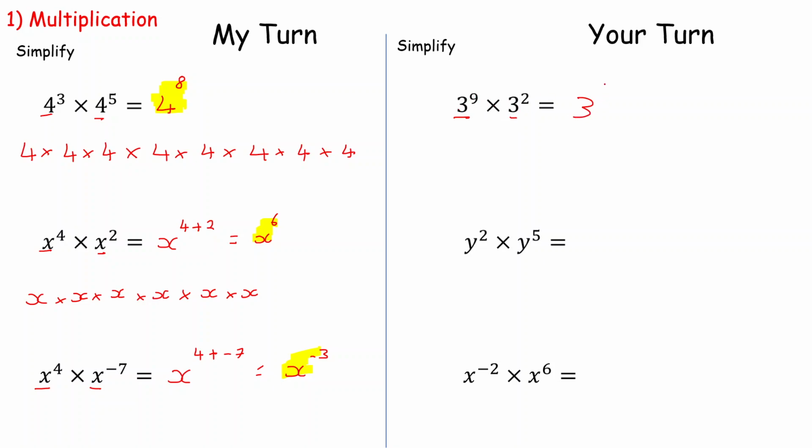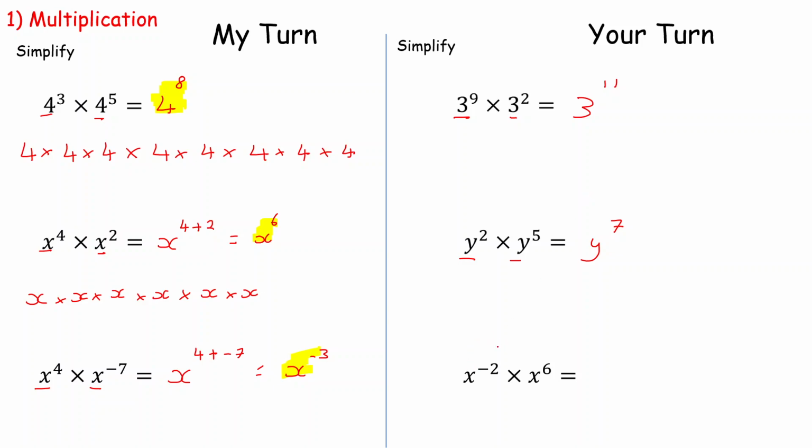So 9 add 2 is equal to 11. So 3 to the power of 11 is your answer. The one below, you've got algebra this time, you've got letters. It makes no difference because you've got the same base, you've got a y and a y. All you need to go and do is add the powers. So 2 add 5 gives you a 7.